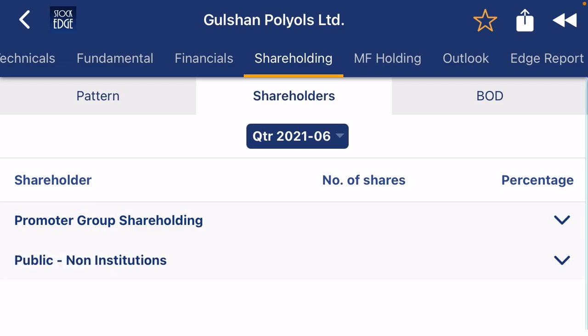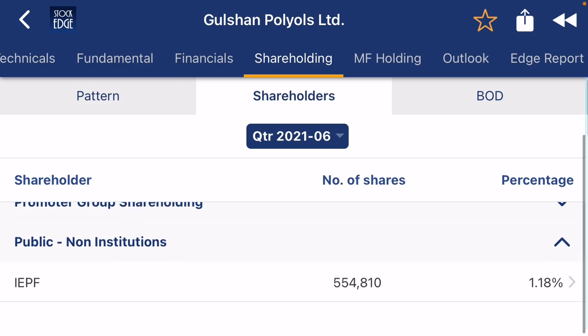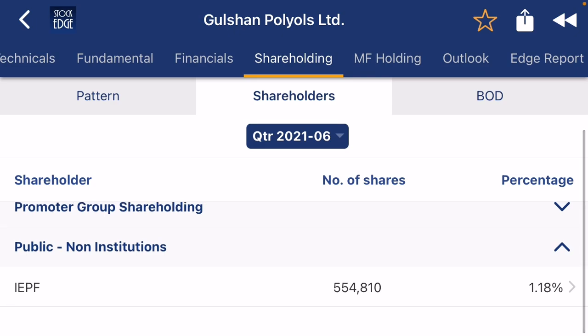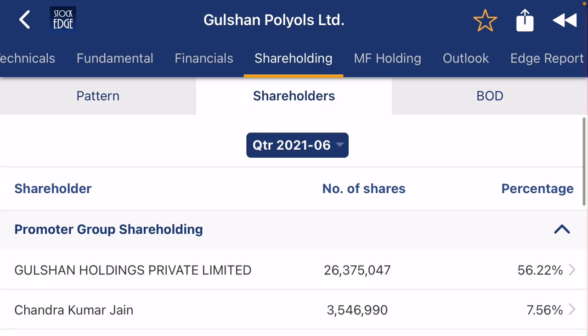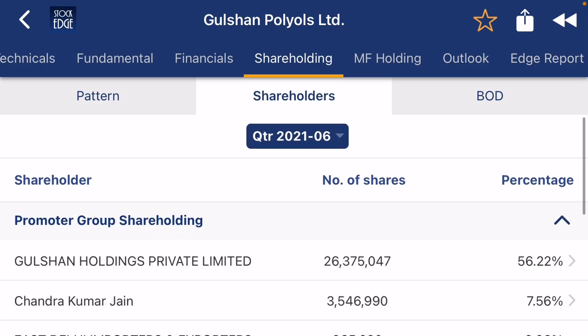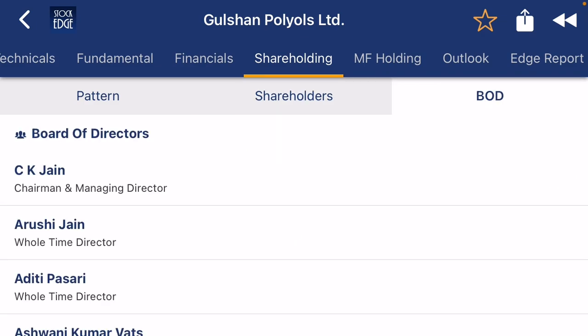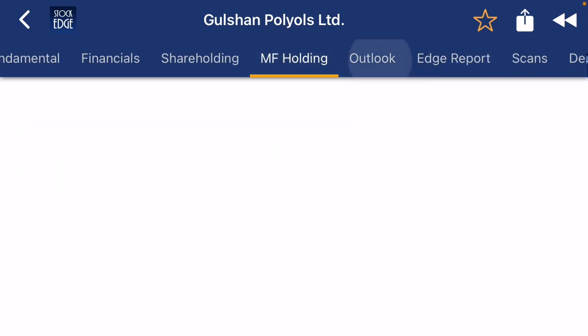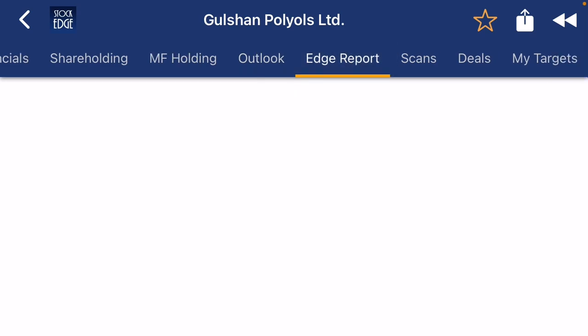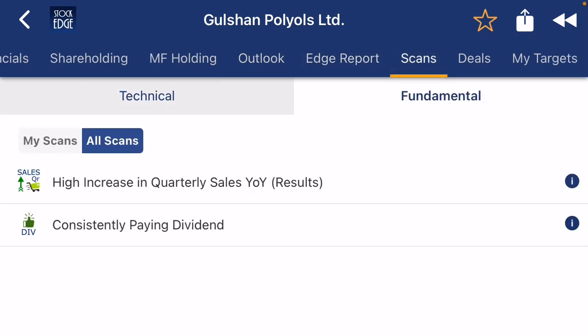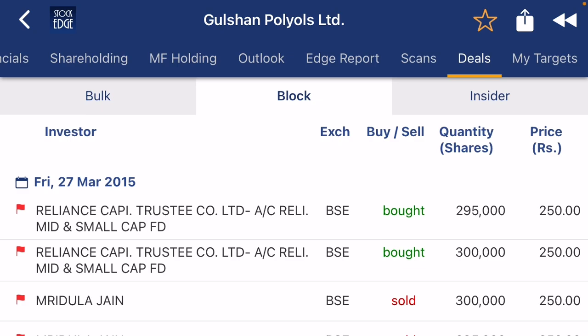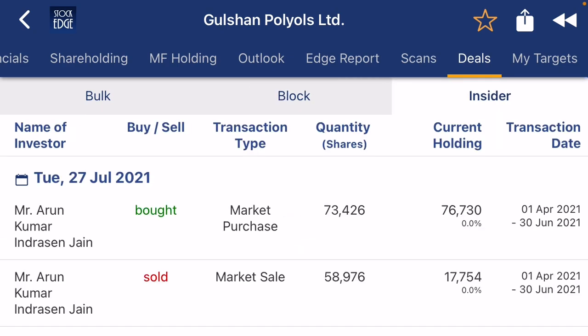Gulshan Holdings Private Limited. In the public holding, you can see IEPF, Investor Education and Protection Fund, is holding a 1.18 position. Very very good sign. This is the promoter group here. Board of Directors, CK Jain. No mutual fund holding, no outlook, no red flag. There is a scan here. High quarterly result, consistently dividend paying. No block deals. You can see in July 2015 Mr. Arun Kumar bought in a market purchase and then sold.